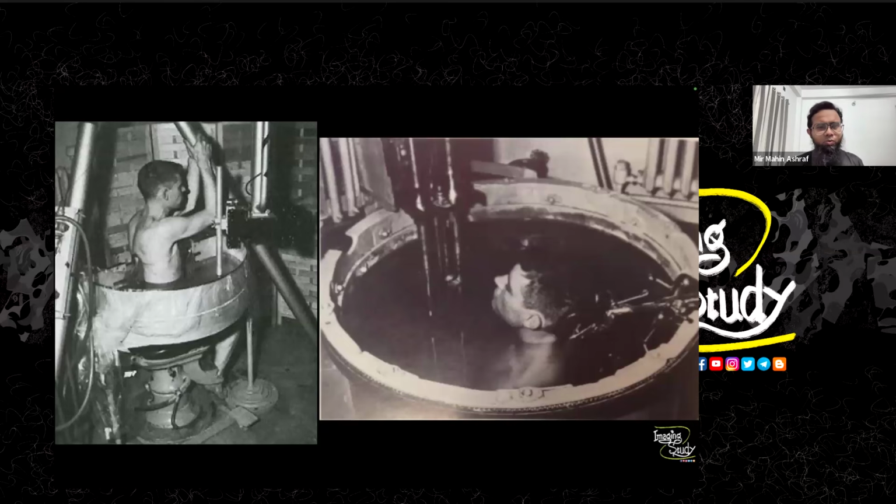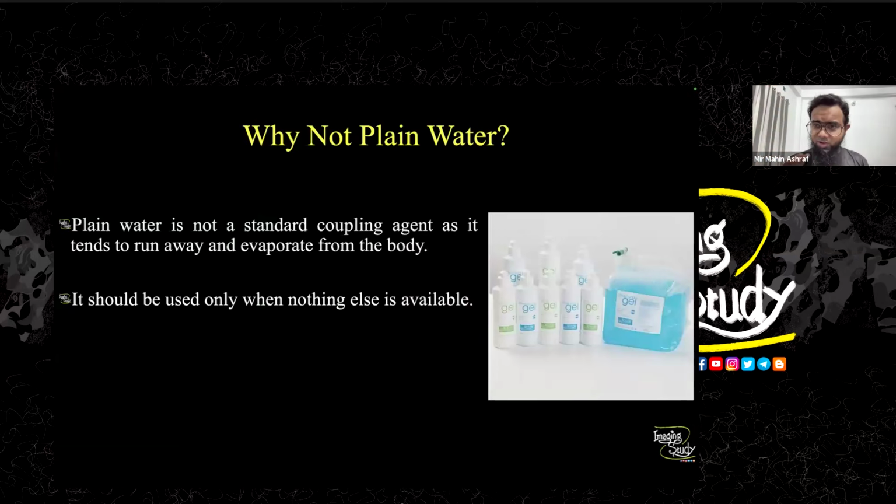This is a very old picture when people had to just put the patient into a water drum, and then we did the ultrasound. It's quite weird, but nowadays we don't want to put a pregnant lady into a water drum and do some ultrasound. The main reason for not using water is that water will evaporate from your body and you can't hold the water on the body. It will just move along with gravity. So it's quite disturbing to put water every time you are doing an ultrasound.